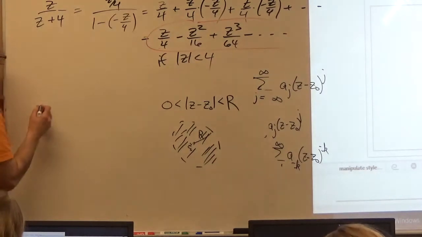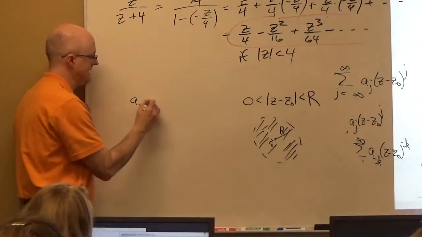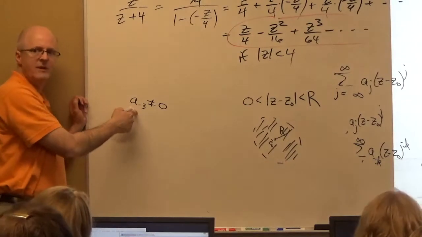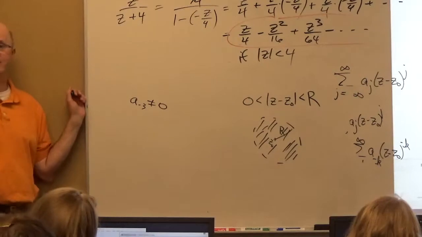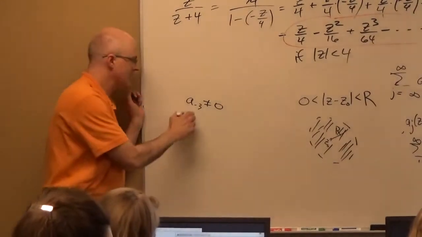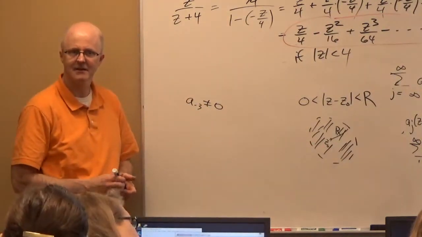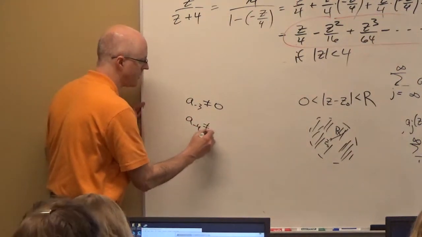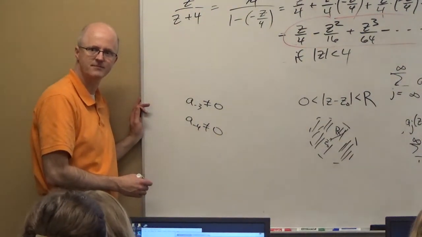If, for example, a sub negative 3 is the last non-zero coefficient for negative powers, meaning by last I mean when j is negative 4, negative 5, or negative 6, those a_j are 0. If this is the last non-zero one, then you can call this a pole of order 3. If there's a negative 4 that's the last one, then you can call it a pole of order 4. Okay, you can classify the poles.